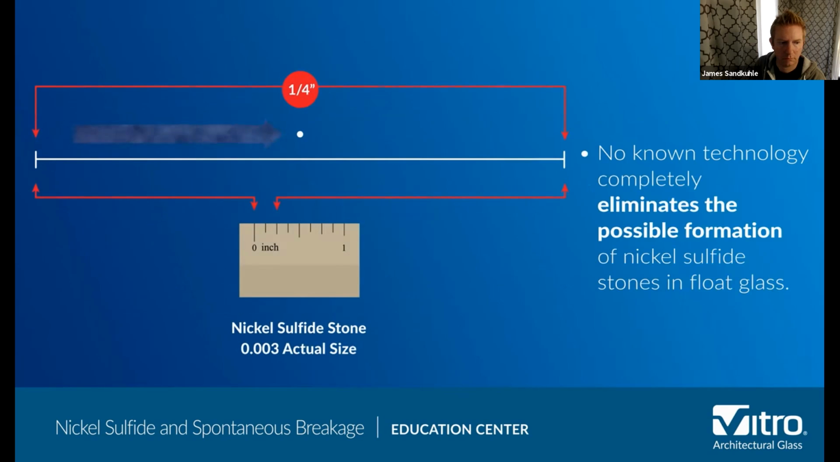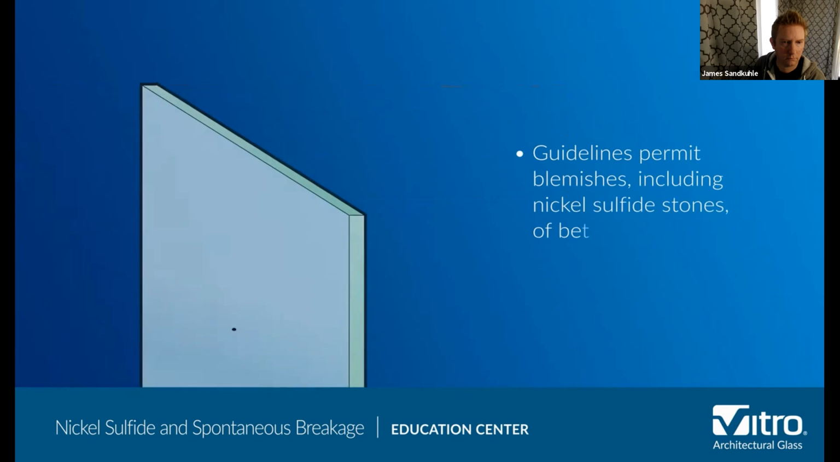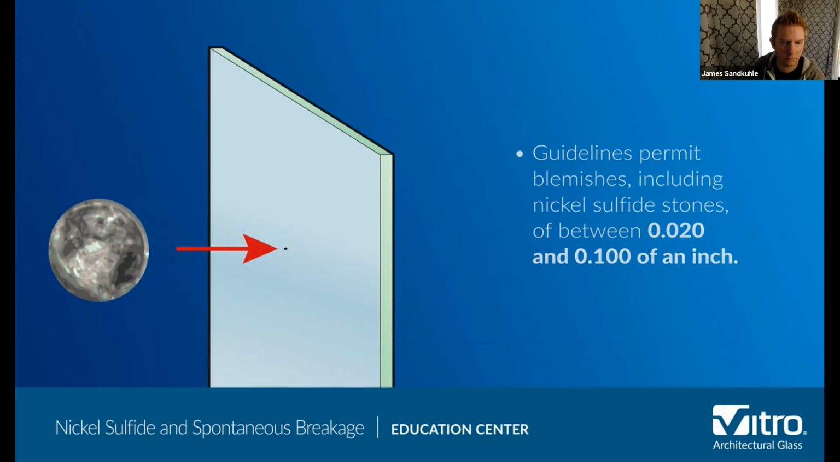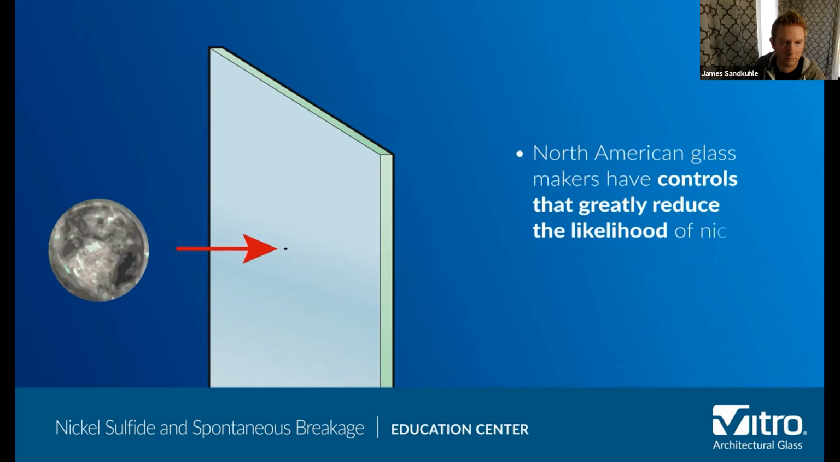glass. And because nickel sulfide stones are so small, there is no practical way to inspect their presence in float glass. ASTM guidelines permit blemishes including nickel sulfide stones of between 20 thousandths and 100 thousandths of an inch, depending on glass size and quality level, much larger than the typical nickel sulfide stone size. Most North American glass makers have controls that greatly reduce the likelihood of nickel sulfide formation.